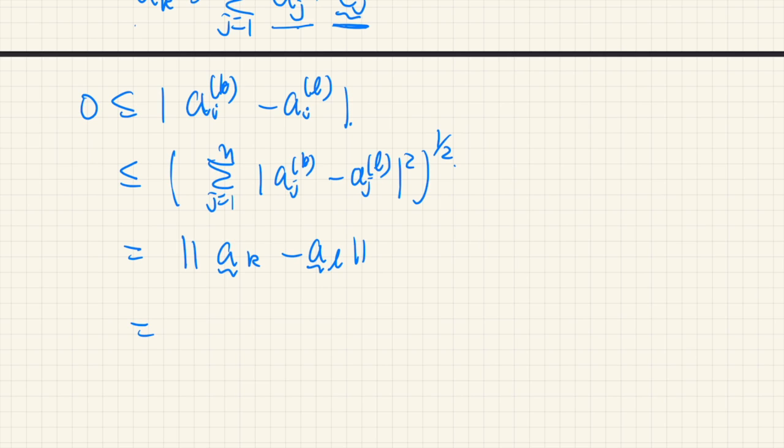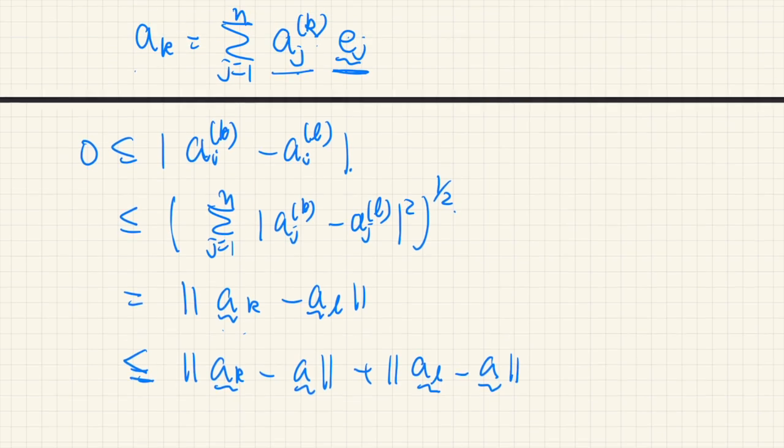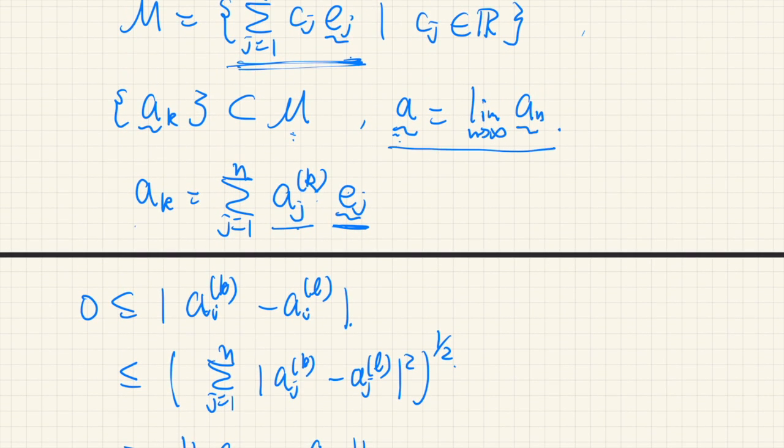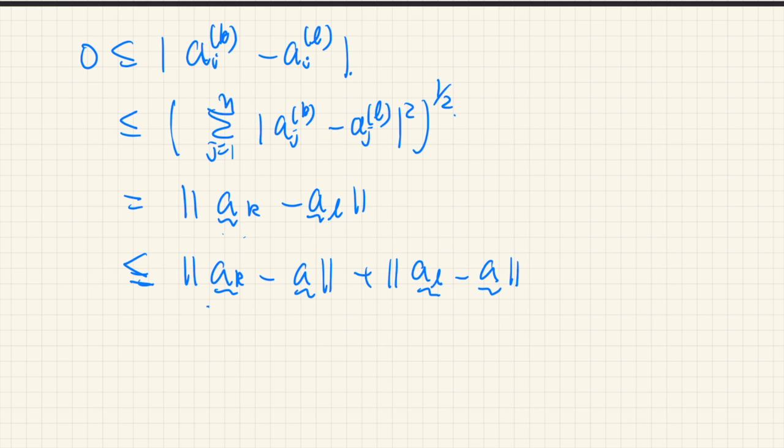And of course, we are assuming that this sequence of vectors is a converging sequence. So this, of course, converges to 0, but just in case, let's show that explicitly. Using the triangle inequality, this is less than or equal to ||a_k - a|| + ||a_l - a||. Here a is the limit of this sequence. So this converges to 0, and this converges to 0. So everything converges to 0 as k and l go to infinity.